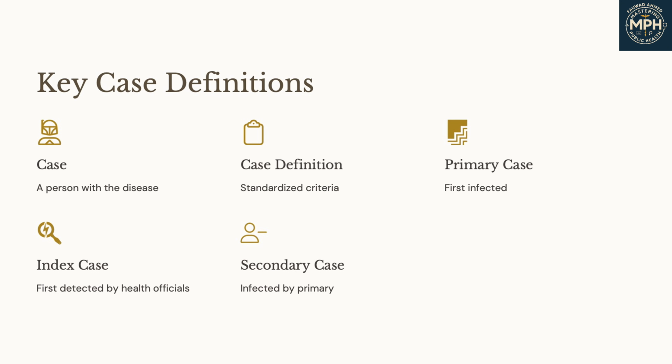Case concepts and epidemic types. Let's break down some key concepts. Case: a person diagnosed with a disease or condition. Case definition: a standardized set of criteria used to ensure consistency across diagnoses. Index case: the first documented case in an outbreak. Primary case: the actual first person to get sick. Secondary case: someone who gets infected from the primary case.